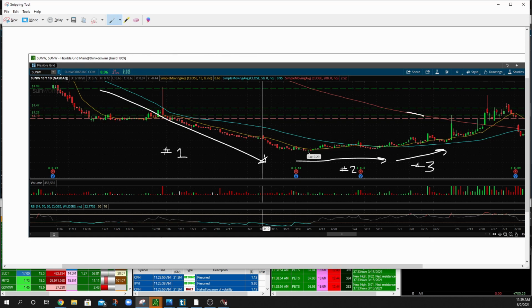Criteria number 4, you need to wait for the stock to get squeezed, right? Look at the stock. Think of it like a wedge. Think of it like a bull flag, right? The stock's getting constricted. The stock's getting tight in between a level of resistance and support. The only resistance and support we have on these swing trades is our moving averages.